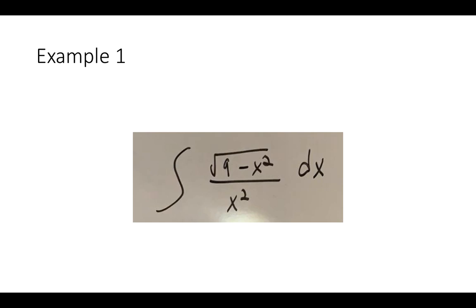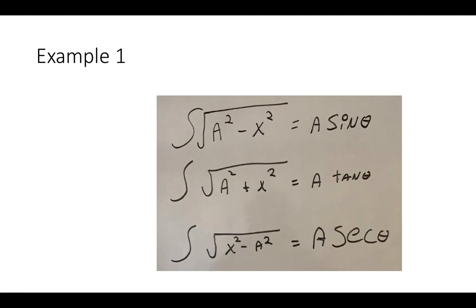So with trig substitution, when you're given a problem at first, you need to figure out which formula you're going to be using, right? There are three formulas in trig substitution. The square root of a squared minus x squared equals a sine theta. The square root of a squared plus x squared equals a tangent theta, and the square root of x squared minus a squared equals a secant theta.